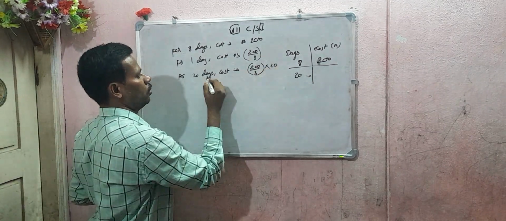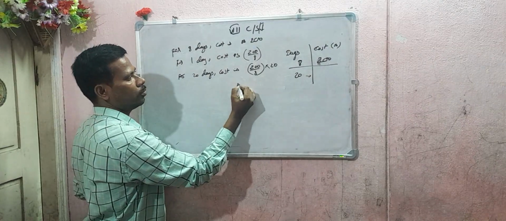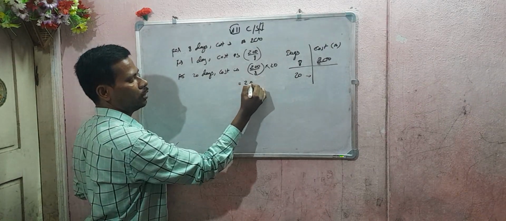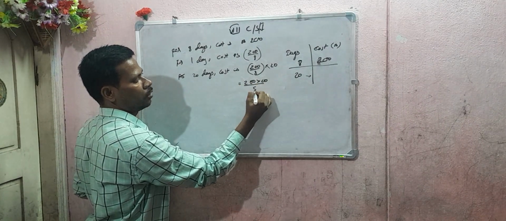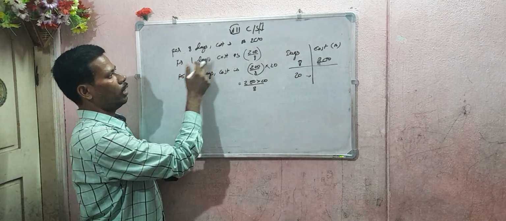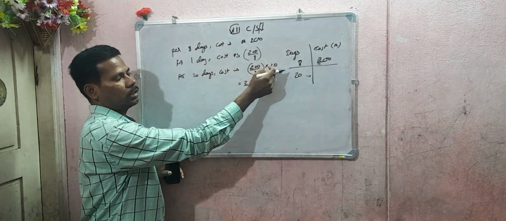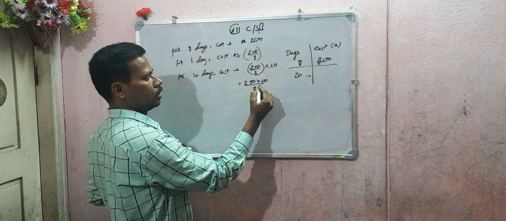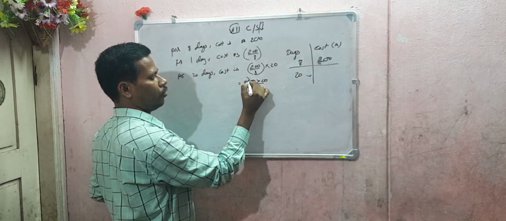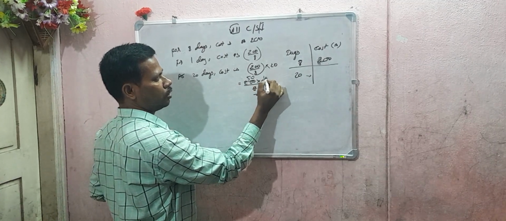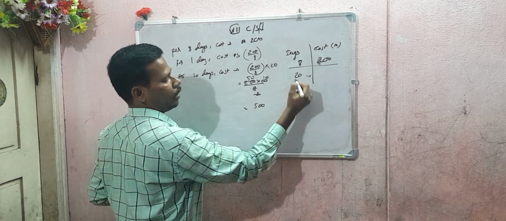So 20 days cost is 200 into 20 by 8. Now you can do division. Are you getting here? 1 day this much, now 20 days. So I said you have to multiply. 4 2s are 8, 4 5s are 20, 0, 2 1s are 2, 10, 500.